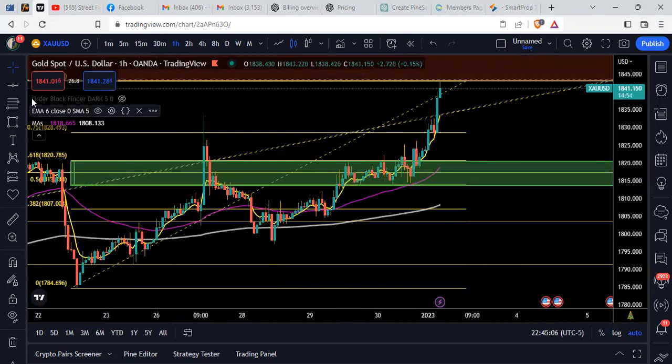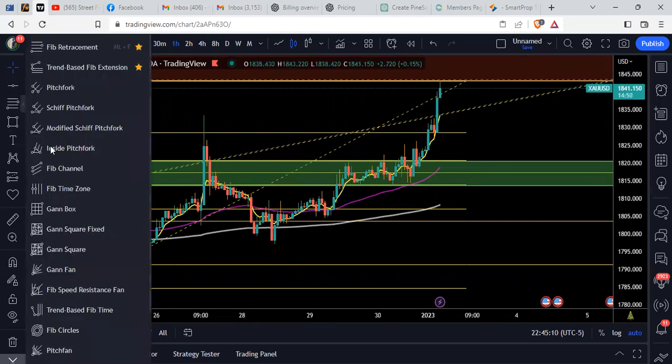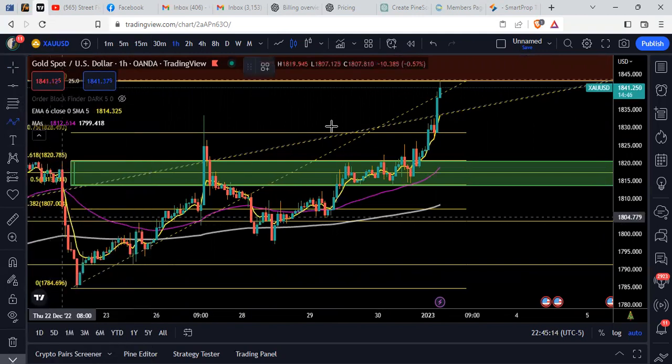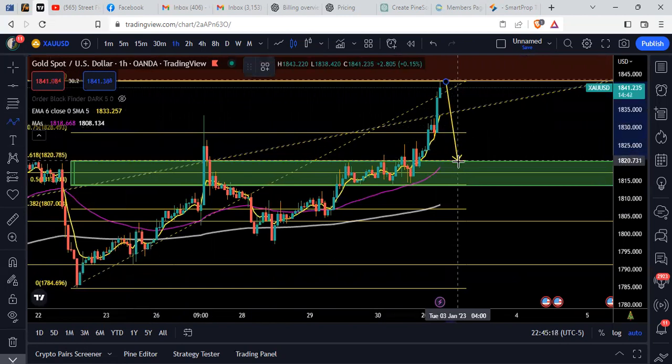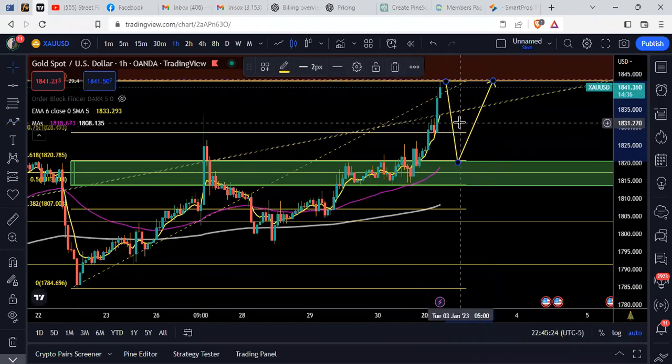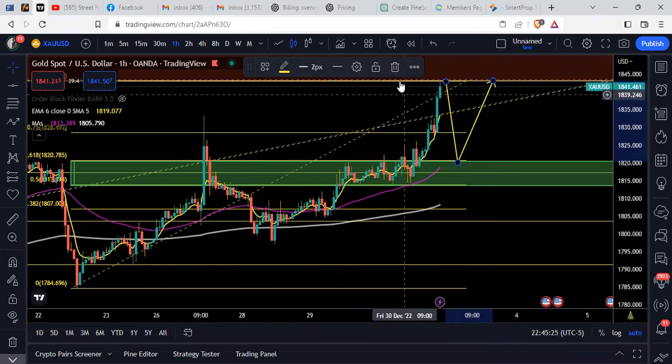So we could potentially see price come back down, touch down here and give us a rejection. Now if we see a rejection anywhere up in here, then we know she about to take off to the races.